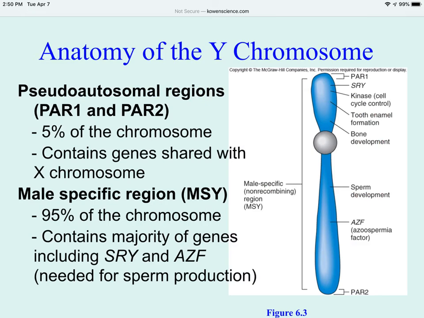Now, as we look at the anatomy of the Y chromosome, you'll notice that I have a diagram with all the parts labeled. 5% of the chromosome is a pseudo-autosomal region, meaning it contains genes that are shared with X chromosomes. The male-specific region, which is 95% of the chromosome, contains the majority of the genes. This is going to include the SRY and the AZF. Both of these are needed for sperm production and for the development of becoming a male.